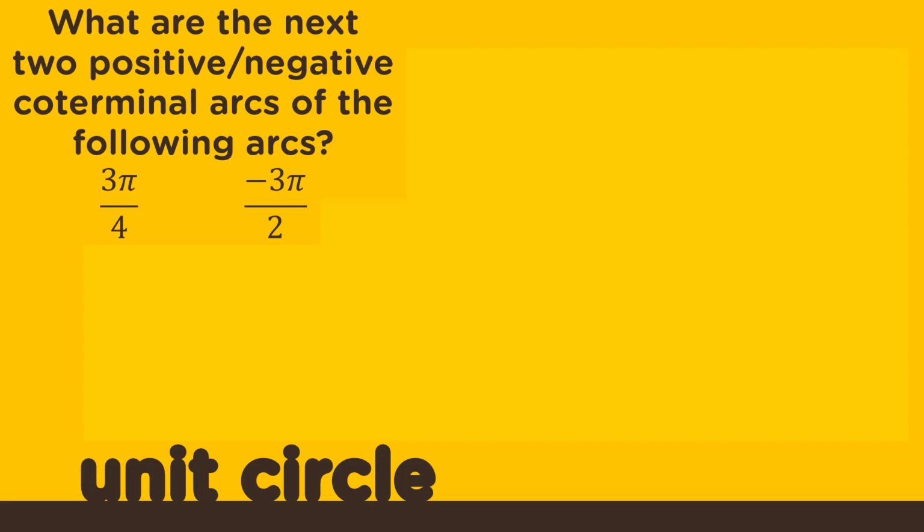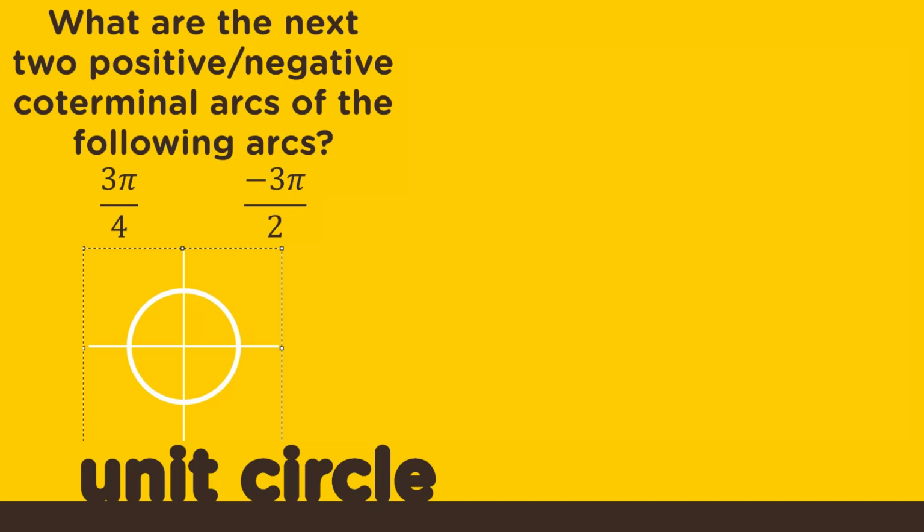To answer this question, we need to understand the concept of initial and terminal points. Because if we talk about coterminal arcs, these should be the arcs of the same terminal point. Let's have this unit circle here, okay? And let's try to illustrate such given arcs. We have two arcs here, and let's find out their coterminal arcs.